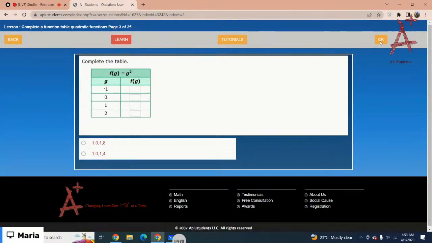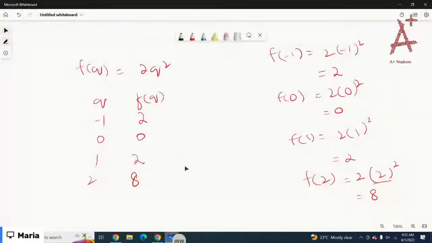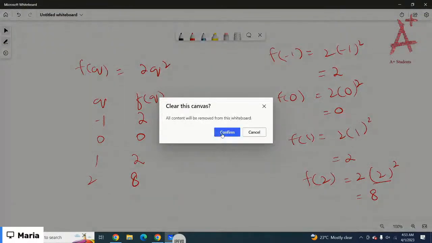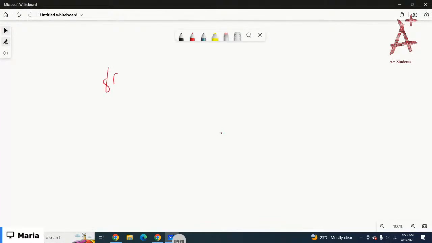Okay, the next one is f of g equals g square, with values negative 1, 0, 1, 2. It's just g square, not 2g square. So just replace the g with negative 1.